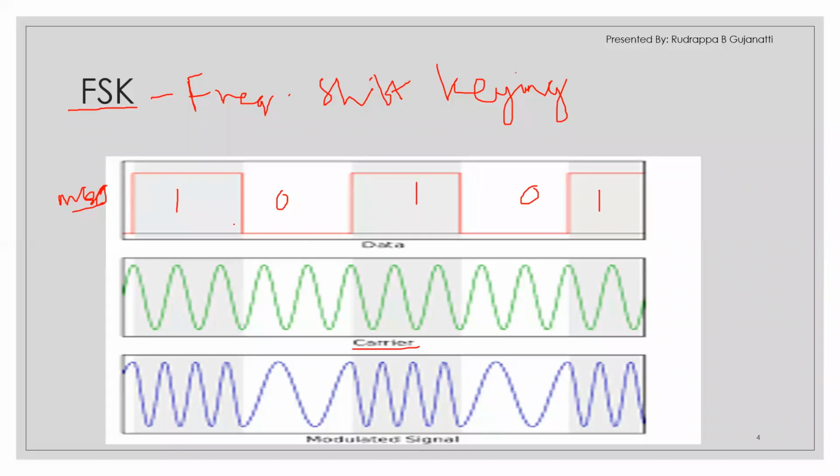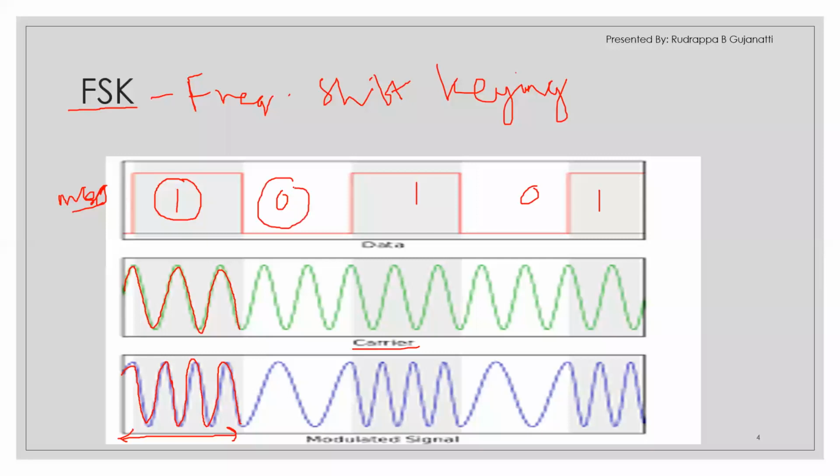Now in this case, the logical implementation is, you can observe, whenever the data is 1, that is the bit is 1, you send the carrier with high frequency. That is, you alter the frequency of this carrier and send it. You make the frequency of this carrier a little bit higher and send it. So here you can see that the frequency in this bit duration is higher.